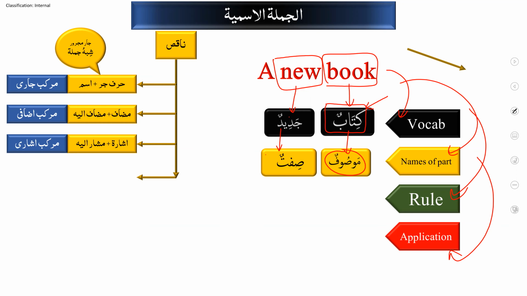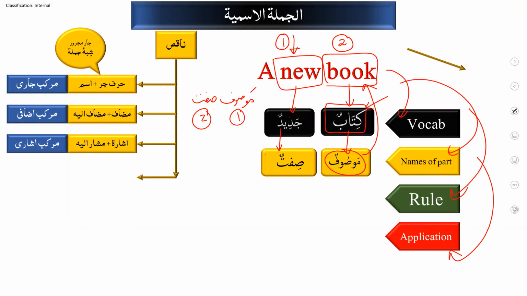Now in English, you are observing that the adjective is coming at number 1 position and the noun is following at 2. But in Arabic, it is reverse. In Arabic, the mawsuf, which I already told you, will be at number 1 position and the adjective will follow its mawsuf. So number 1 is mawsuf and number 2 is adjective. This will be the Arabic sequence.